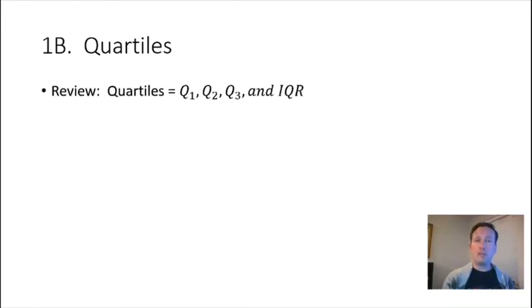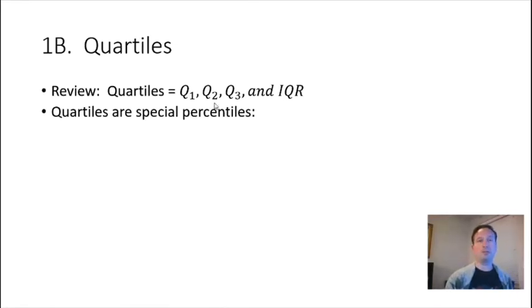Remember that we learned something about these before. Remember we were drawing box and whisker plots. We needed the quartiles as part of the 5-number summary to plot a box plot. So Q1, Q2, and Q3 are numbers that we got to plot the box plot. And you also know that they're called quartiles, but they are also special percentiles.